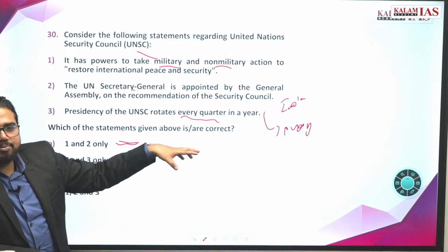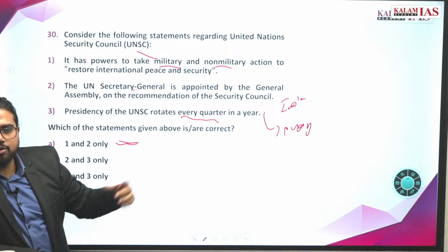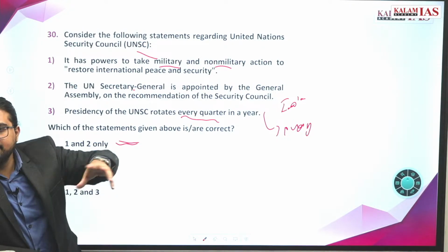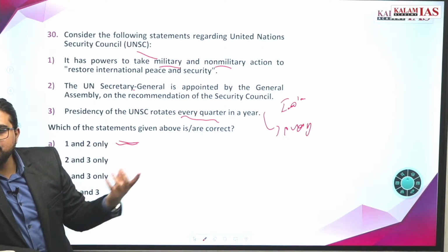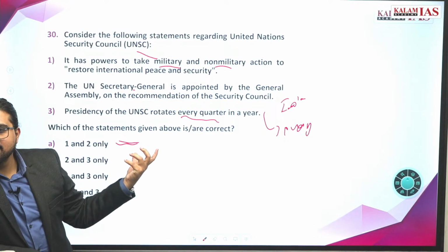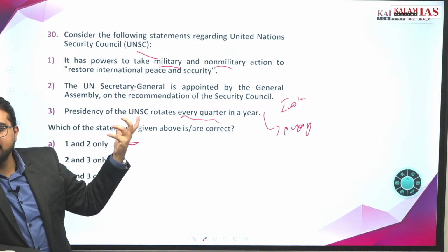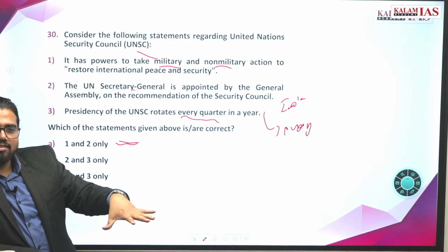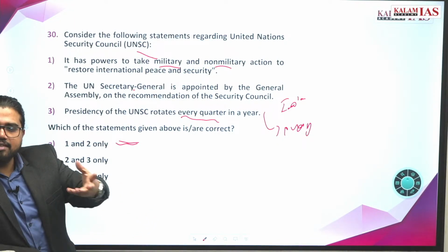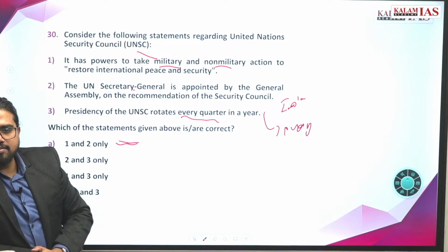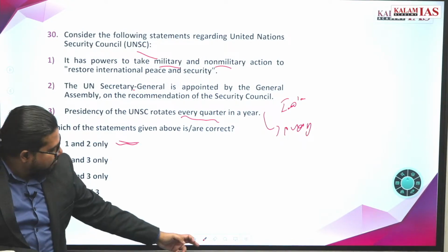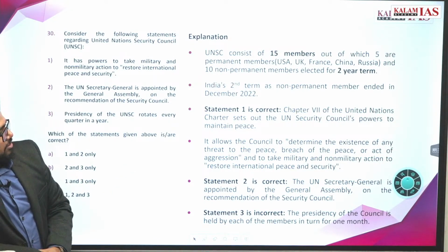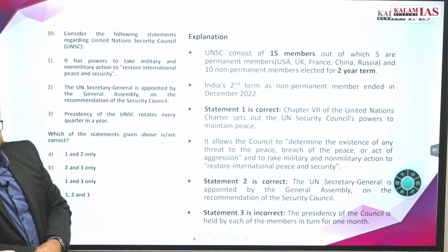It is rotated every month. Every month, not quarter. That is the mistake. Rotated among the members. How many members does UNSC have? UNSC, Security Council. They have 15 members. 5 are permanent members. 10 will be selected. Okay. So this is all the information regarding what we have discussed, UNSC.